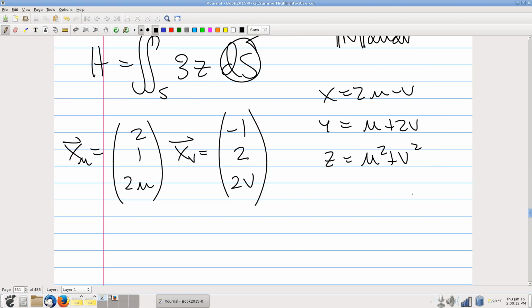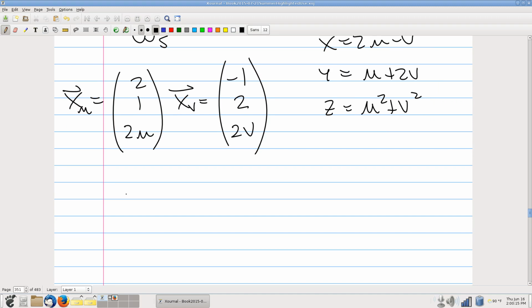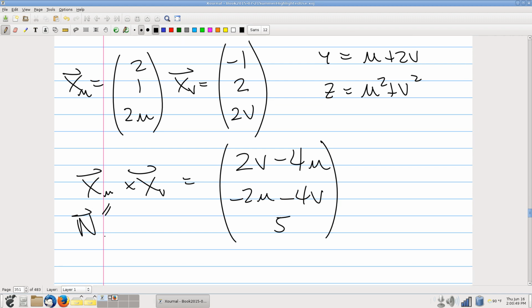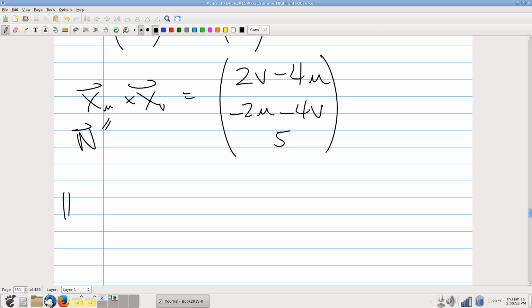Now I'm going to take the cross product of those. And so, some algebra here. The first component is 2v minus 4u. Then I have minus 2u minus 4v. And then I have 5. Everybody happy? Okay. All right, so that's my capital N vector, but I'm actually interested in the magnitude of that. So we've got a magnitude of capital N.